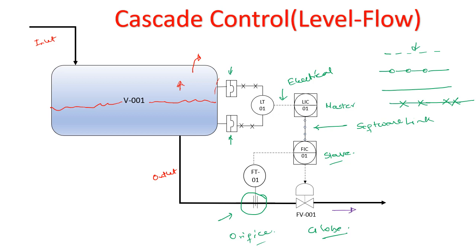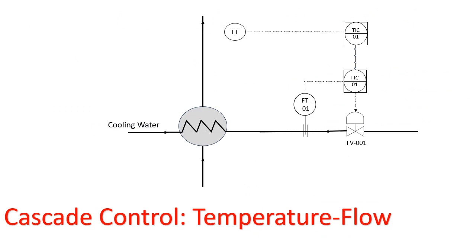Now we'll be taking another loop. So this loop is our temperature loop. For this also we have discussed the basic process control loop. So here there is a medium, or a fluid, which is getting cooled, right? For example, take this as some hydrocarbon, okay? And it is getting cooled through a heat exchanger by the cooling water.